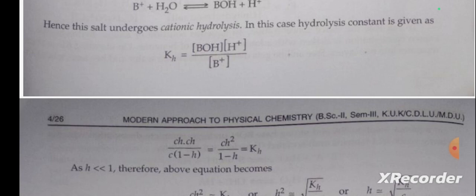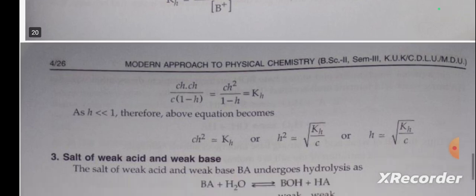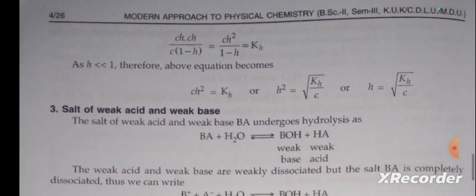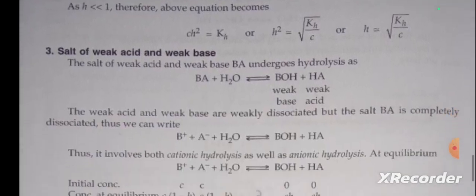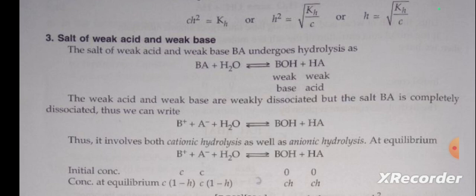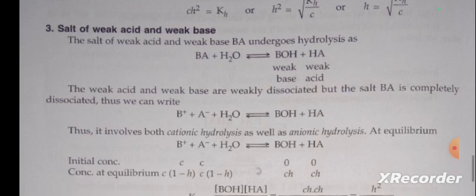In this case, the hydrolysis constant is given as Kh = [BOH][H+]/[B+]. Kh = Ch²/(1 - h), where C is the concentration and h is the degree of hydrolysis. As h is very much less than 1, the above equation becomes Ch² = Kh, so h² = Kh/C, and h = √(Kh/C).